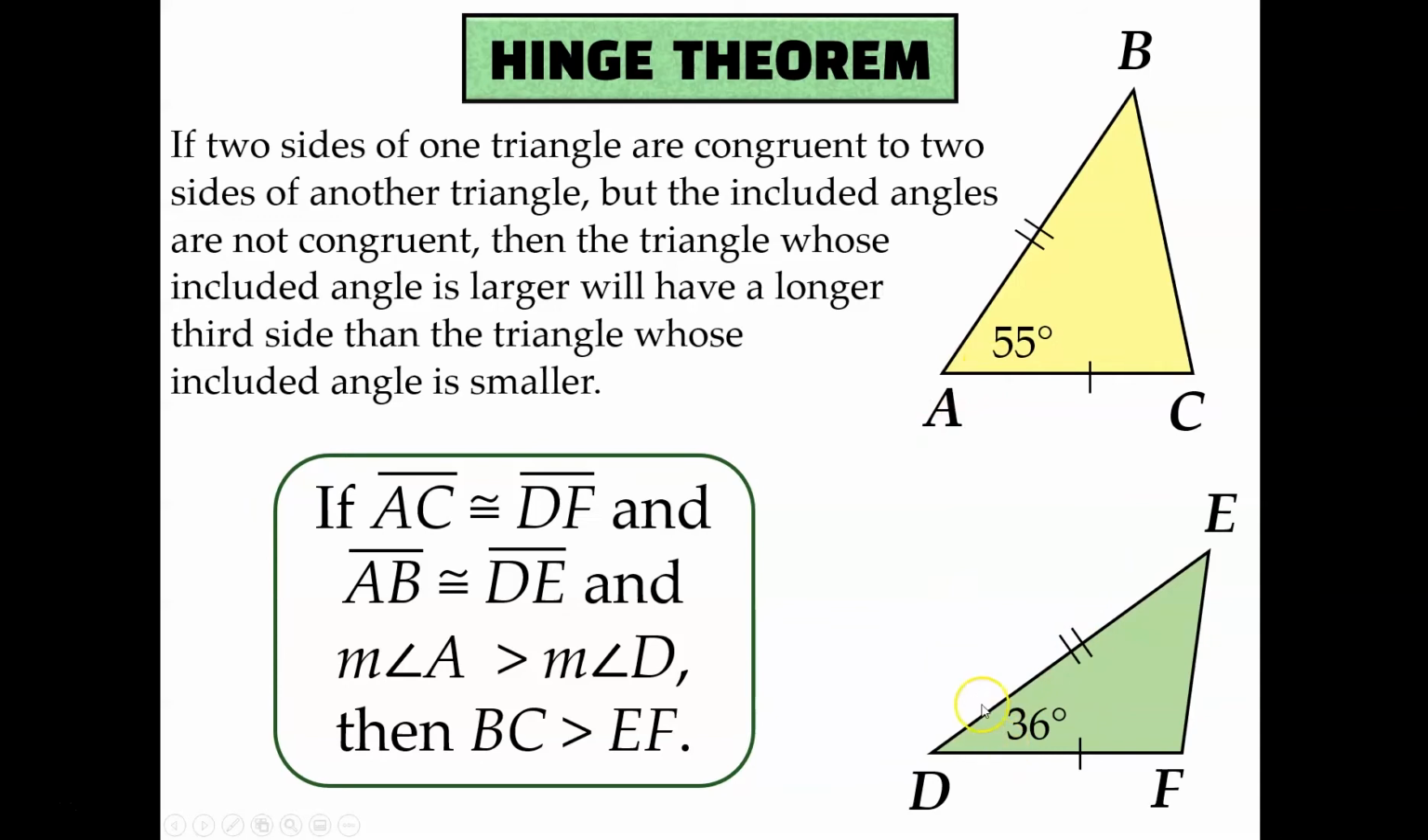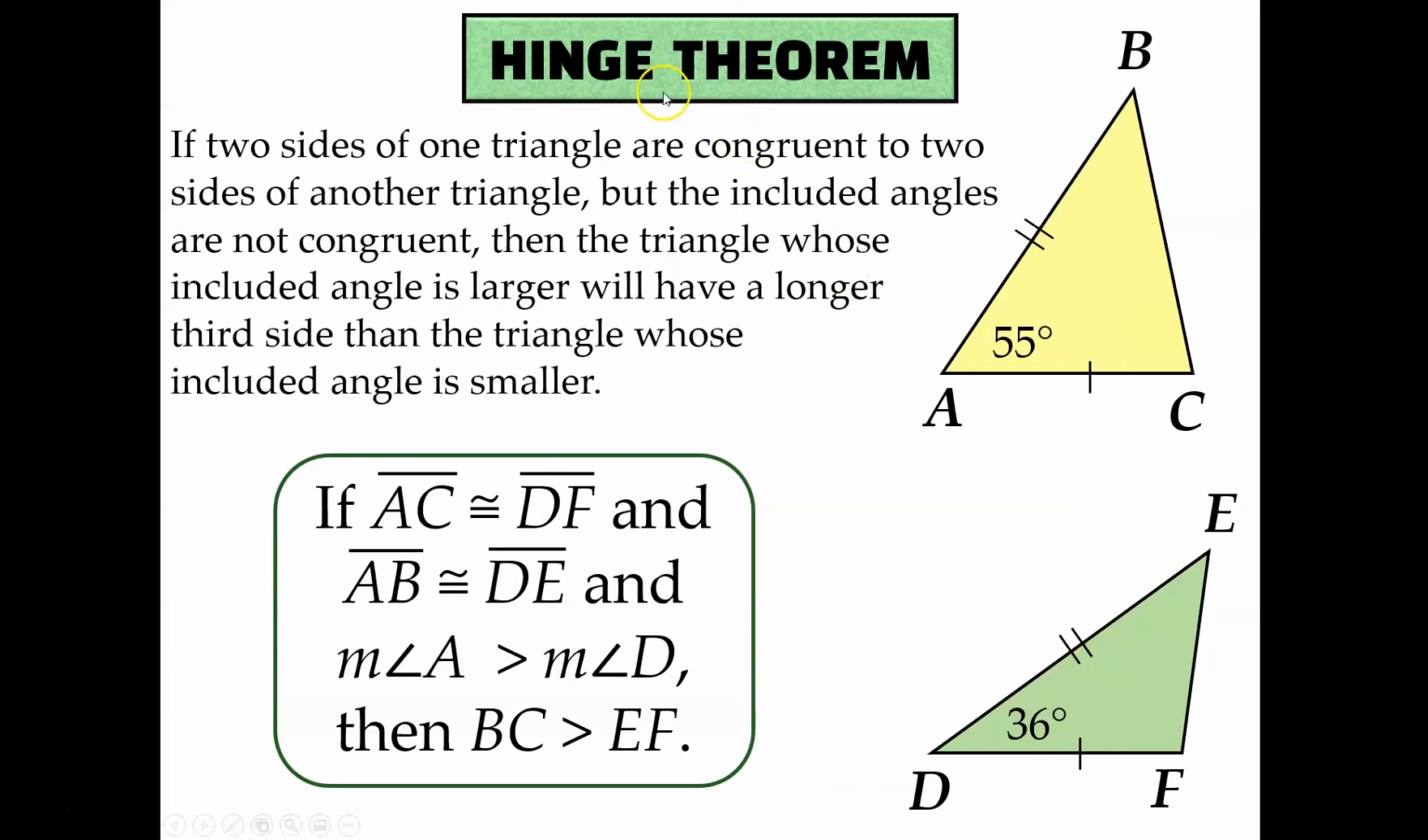Remember from a previous lesson that if those two angles were the same, like if they were both 55, then we could use side angle side to prove that the two triangles are congruent to each other. Since those two angle measurements are not congruent, we can conclude that the triangles themselves are not congruent. But that doesn't mean that we can't get any information from this diagram.